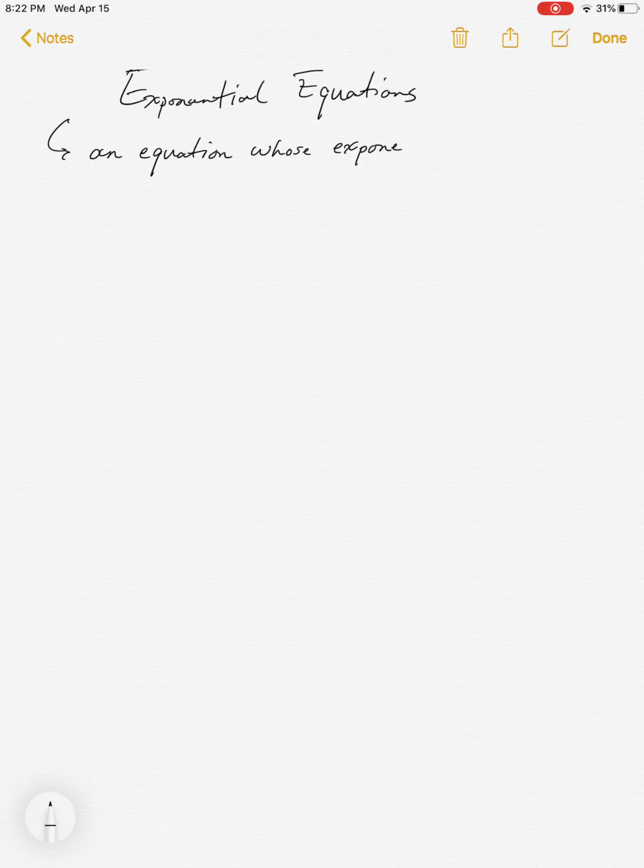We are solving exponential equations. An exponential equation is simply an equation whose exponent contains the variable.